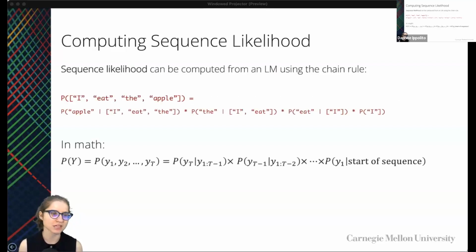And we can just actually break down the sequence likelihood using the chain rule. So the probability of the sequence "I eat the apple" is just the probability of apple given "I eat the", times the probability of "the" given "I eat", times the probability of "eat" given "I", times the probability of "I". That's just the chain rule. And so this is how we can compute sequence likelihoods.